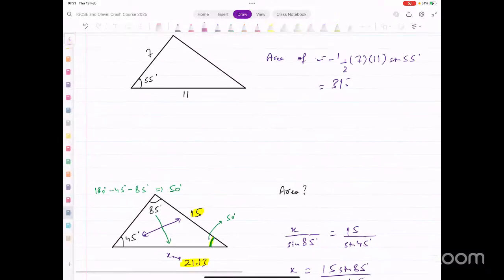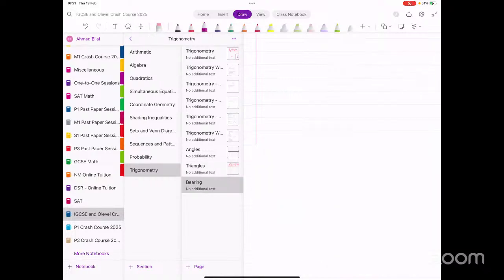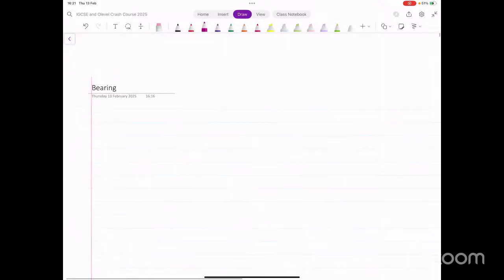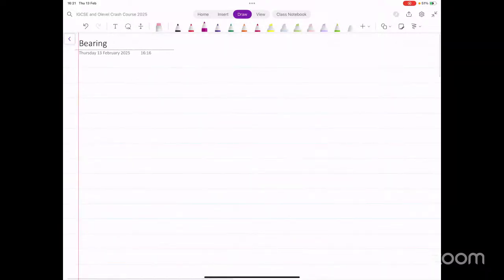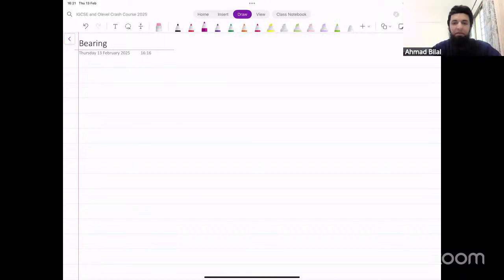Now, today, we want to cover a couple of more concepts. First of all, the concept of bearing, right? The idea of bearing. And then we want to discuss 3D trigonometry, in which we will discuss the angle of elevation, angle of depression, how they are calculated, and also how to deal with 3D trigonometry problems in general. That's what we want to do today as well, inshallah.